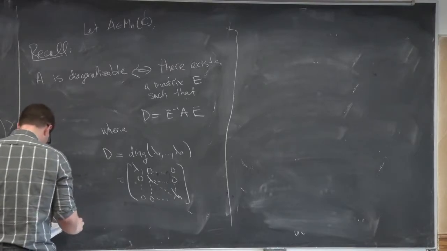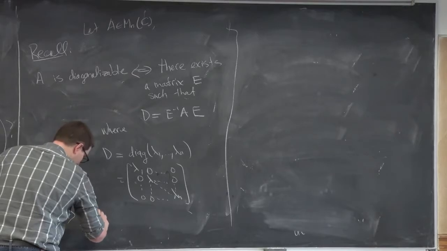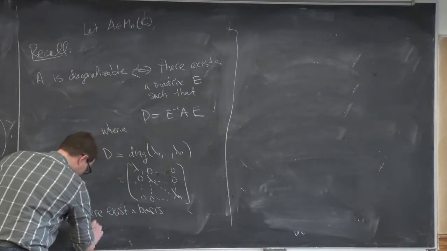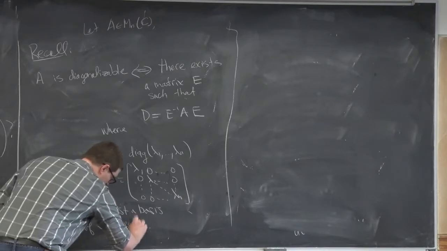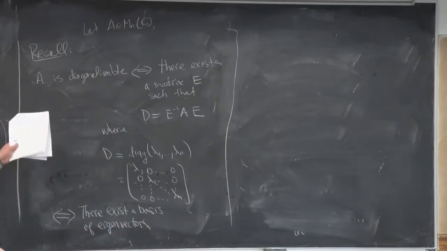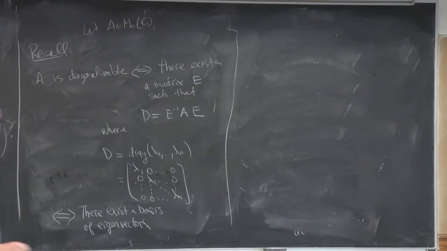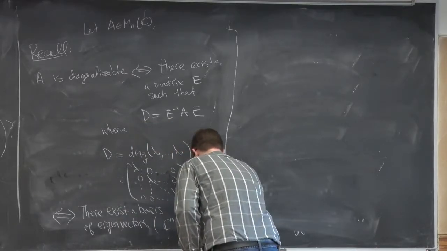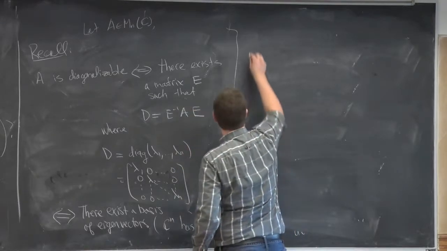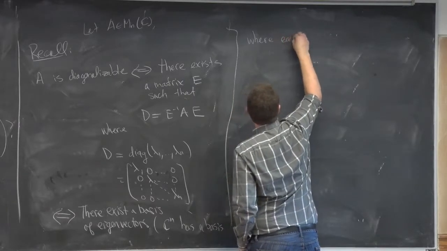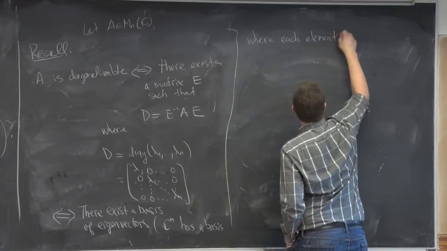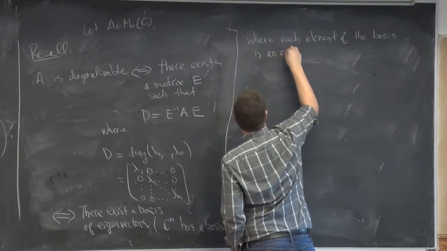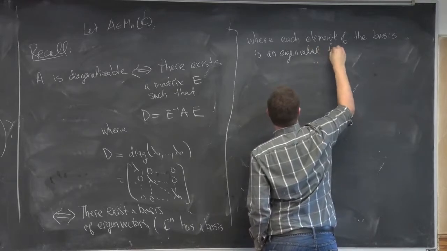If and only if there exists a basis of eigenvectors for A. So in particular, C^n has a basis where each element of the basis is an eigenvector for A.